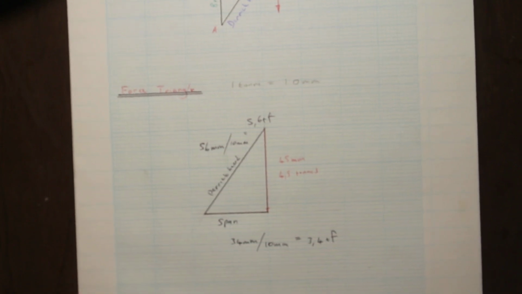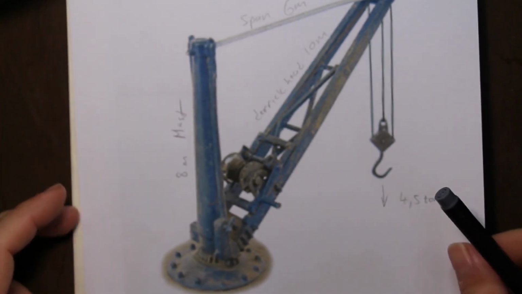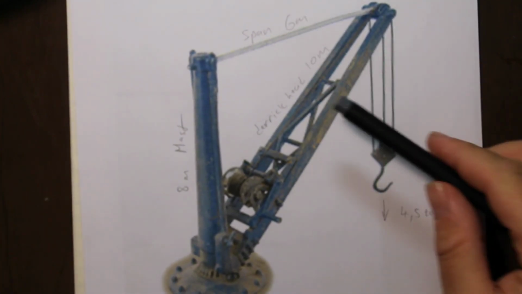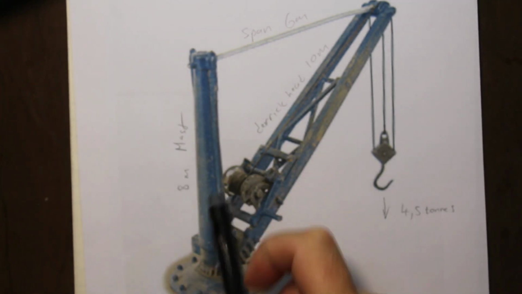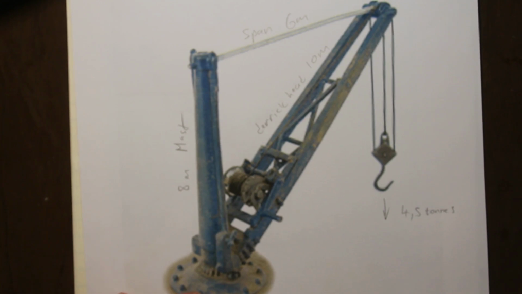All right, so very simple problem. The only thing you needed to know was what a derrick looks like, and then it's quite easy. You need to know what the span is, what the derrick head is, what the mast is, and the load. So yeah, hope that helps.